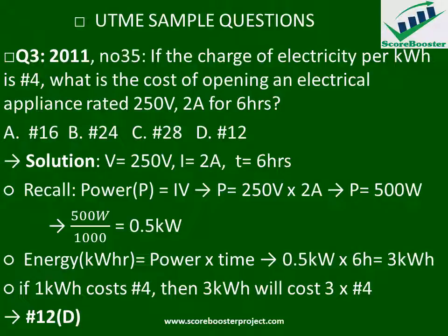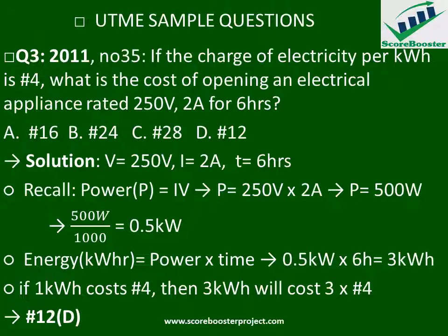Now to the solution. So you are given the parameters: voltage V equals 250 volt, the current I equals 2 ampere, and time t equals 6 hours. Now we have to recall that power can be calculated from electrical energy. We have some formulas for power. But for this case, from the given V and I, we can calculate power because power equals I V. So you recall that from our video 9.